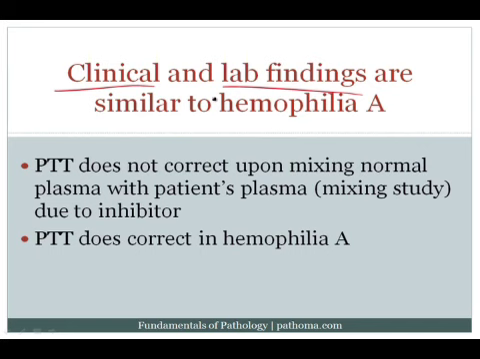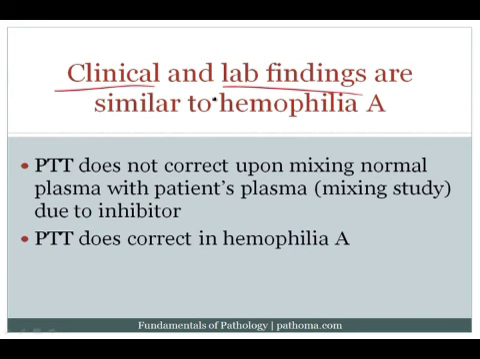When you do a mixing study, what you do is you take normal plasma and you mix it with the patient's plasma. If you take normal plasma and mix it with the patient's plasma and the patient has hemophilia A, then by giving the normal plasma, you're going to give back some factor VIII, and that's sufficient to reduce the PTT, and so to make it go back to normal.